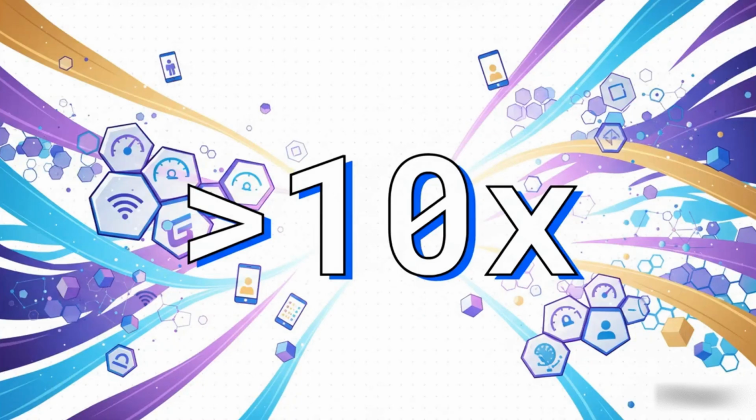Here is the number you need to remember, 10 times. In typical wireless conditions, a modern adaptive system can be more than 10 times more spectrally efficient than an old-fashioned, non-adaptive, fixed-rate system. That means 10 times more data can be sent in the exact same amount of radio spectrum. That's 10 times more users on a network, or a connection that feels 10 times faster. This isn't just a small, incremental improvement. It is a monumental leap. It is the core technology that enabled the entire mobile data revolution that we all now take for granted.